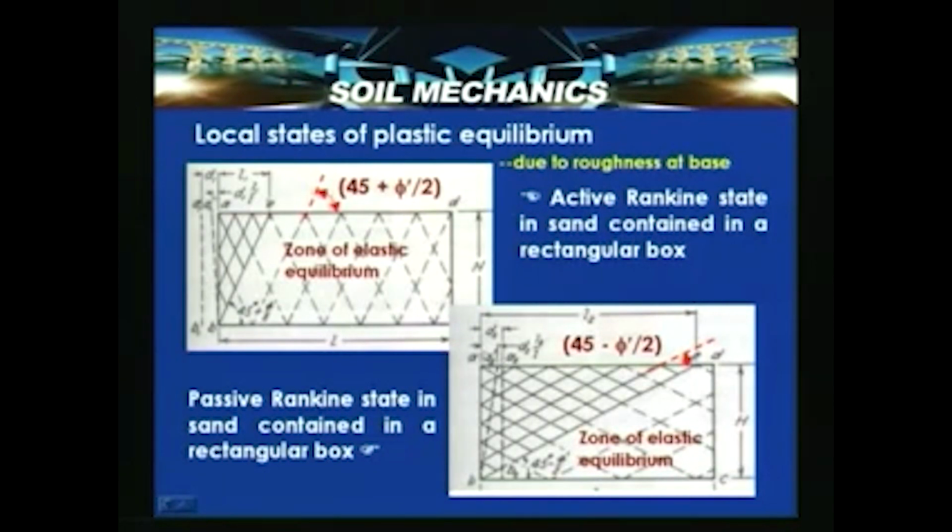In such a situation, this is the portion which has undergone failure, also called a failure wedge, and these are slip lines in both directions. So, this is the passive Rankine state with a local state of plastic equilibrium, as well as the active state with a local state of plastic equilibrium.